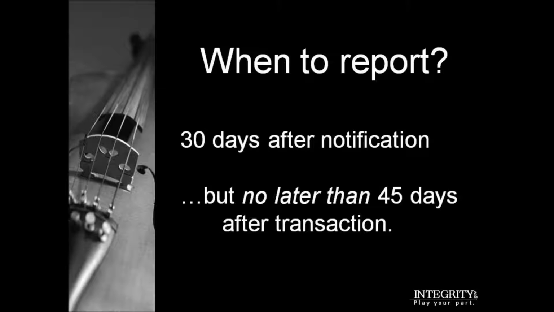Periodic transaction reporting is subject to two different deadlines. Under the Ethics in Government Act, you need to file a report within 30 days of receiving notification of a transaction, but not later than 45 days after the transaction. The deadline that applies depends on when you receive notice of the transaction. Normally, you need to disclose a transaction within 30 days of receiving the notice.